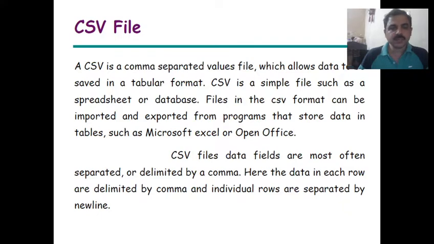That means every data is separated by comma. A comma separated values file allows data to be saved in a tabular format. CSV is a simple file, such as a spreadsheet or database. Files in CSV format can be imported and exported from programs that store data in tables, such as Microsoft Excel or OpenOffice. CSV file data fields are most often separated or delimited by comma. Here, the data in each row are delimited by comma and individual rows are separated by a new line. So this is the way of storing the data in a CSV file.